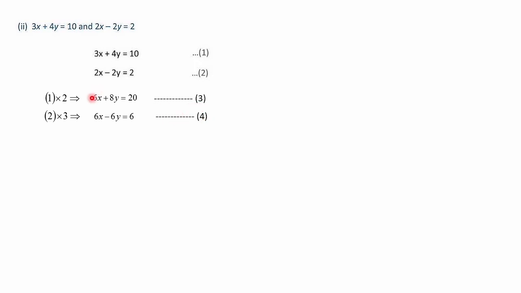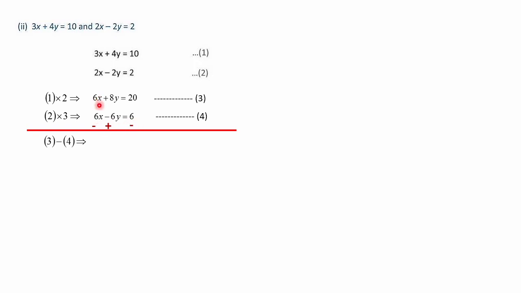Now when you look here, the variables are having the same coefficients, means 6x and 6x. So if you want to eliminate, we have to go for subtraction. So 3 minus 4. 3 minus 4 implies, when you subtract, as I mentioned before, just change the signs of the second equation. That means here fourth equation. This is plus 6x comes as minus 6x, and this is minus 6y will change as plus 6y, and this is plus 6 will change as minus 6. Why we are changing, that I have explained in the previous slide.